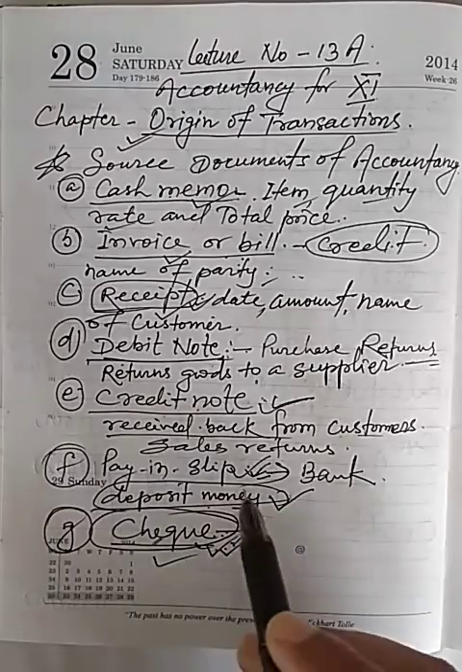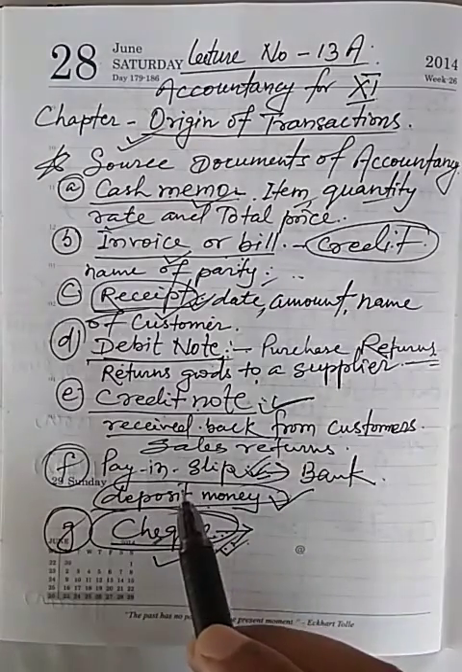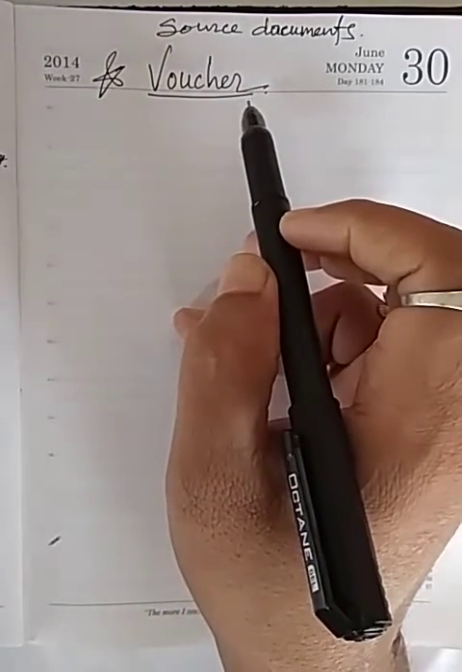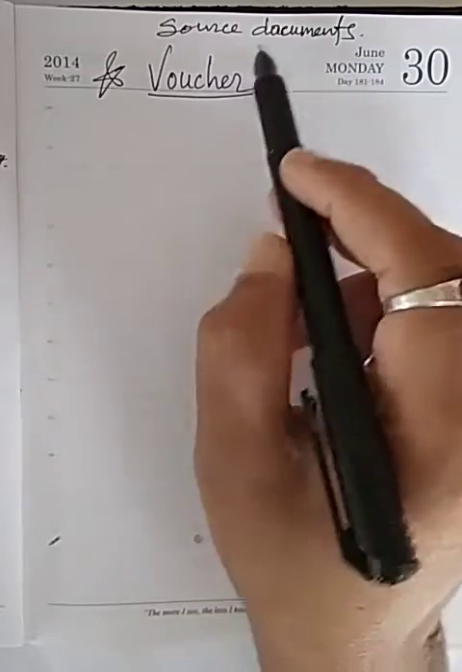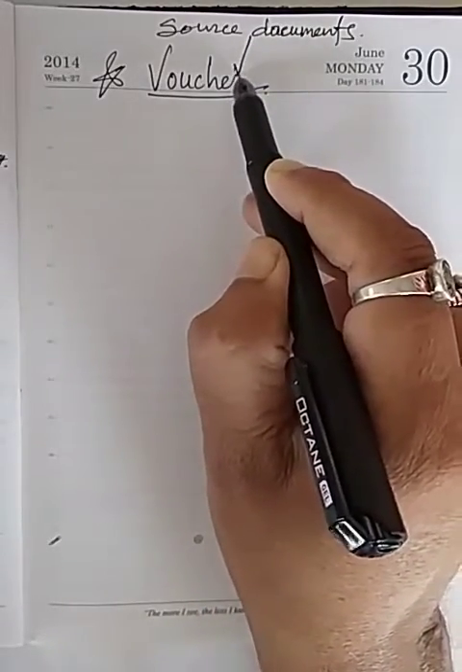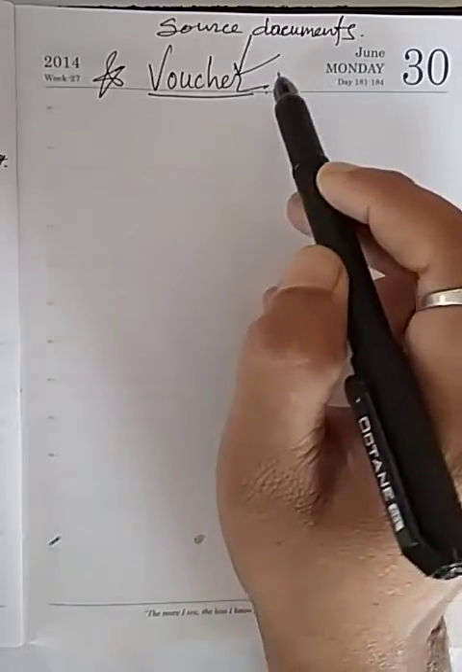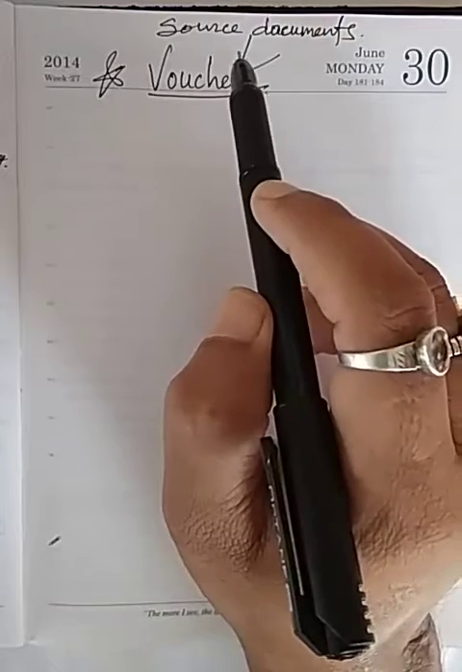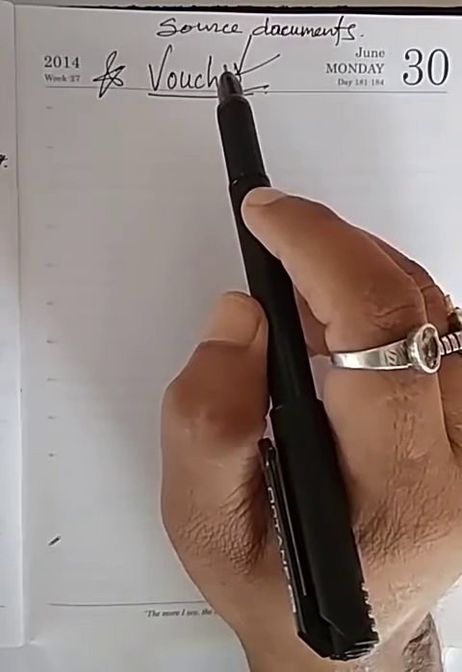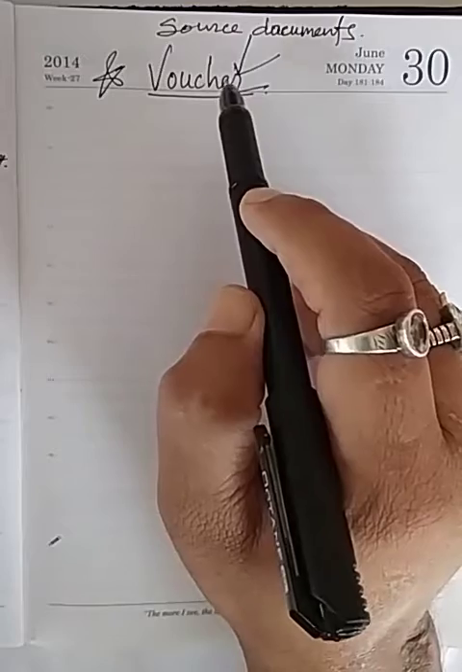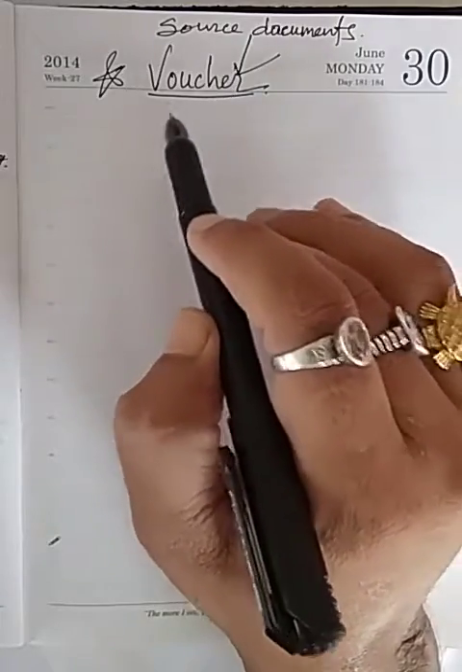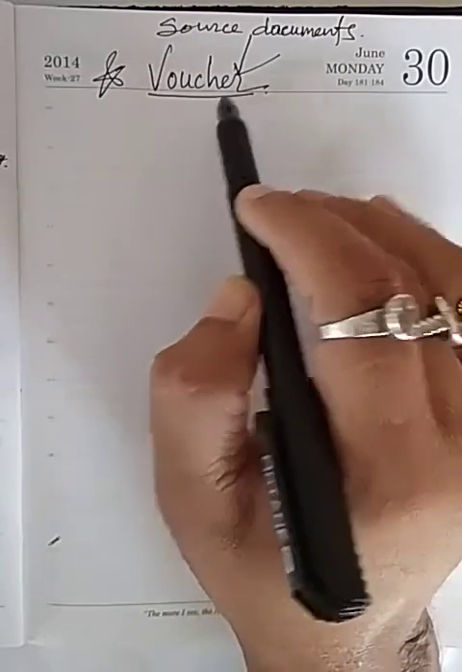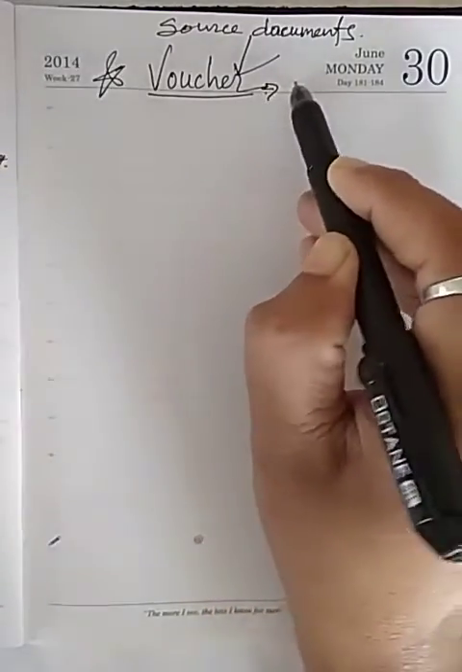Now the next thing is voucher. On the basis of source document, entries are first of all recorded on voucher, and then on the basis of voucher, recording is made in the journal.